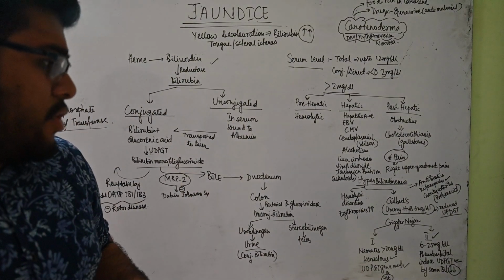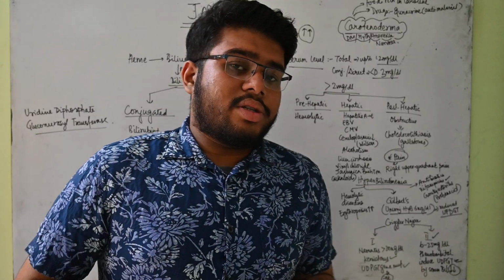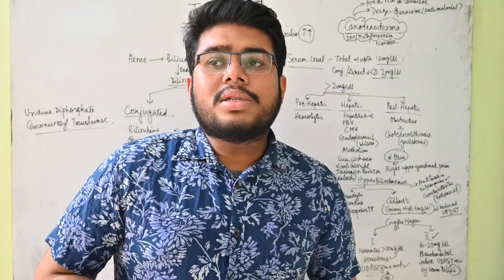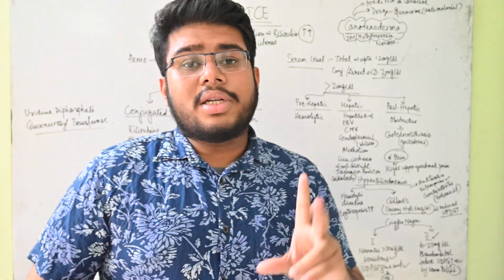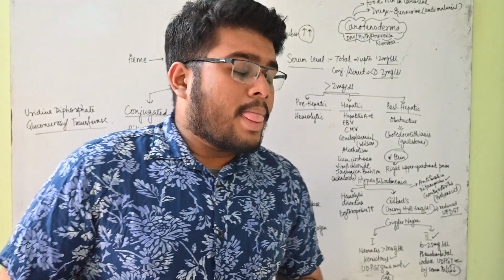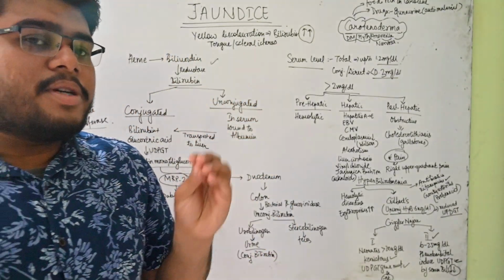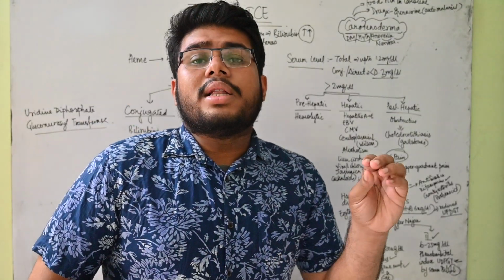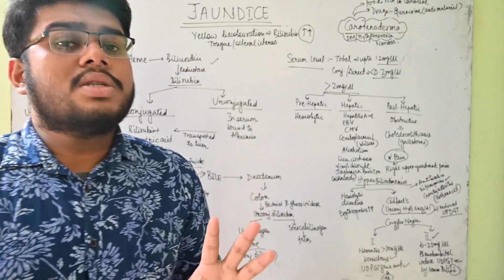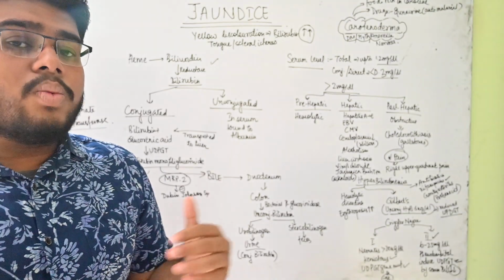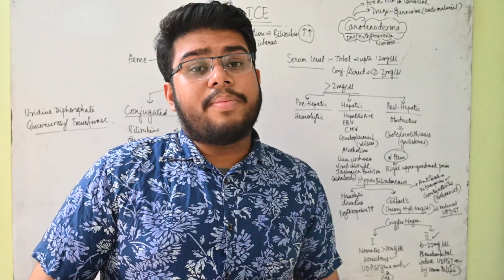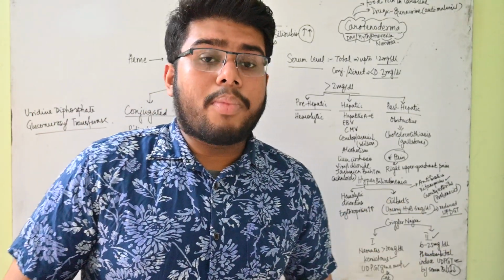Then talking about something called Crigler-Najjar syndrome. Now, Crigler-Najjar syndrome is very rare. First of all, there are two types: type 1 and type 2. In type 1, it specifically happens in neonates, and the serum bilirubin level crosses 20 milligram per deciliter, and that can lead to kernicterus, in which there is accumulation of bilirubin in the brain, which will cause neuronal problems.